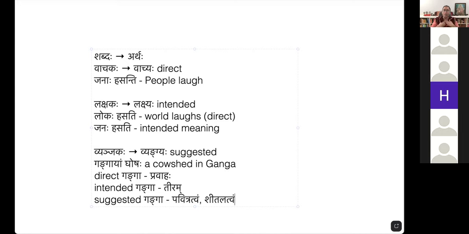And any tapam that we have, any suffering that we have, is associated with heat. And that is because of papam. Ganga is able to remove our papam, and so it can remove our suffering, which means it can remove our heat, which means it is sheetala. You understand? So this pavitratvam or sheetalatvam is the suggested meaning, in the sense that as much sanctity as we give Ganga, we give so much sanctity to that cowshed also.